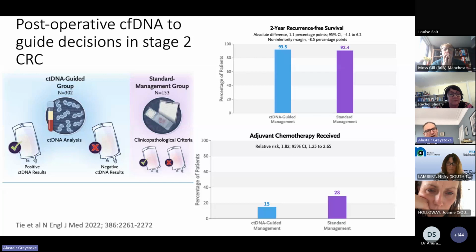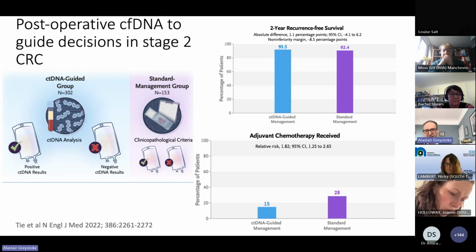But it was in stage 2 colorectal cancer patients where you can be offered chemotherapy, but it's not always clear which patients should. So it hasn't spread to the nodes. Some patients have higher risk features and some don't. So what they did was they took patients, and in a third of them, they just offered standard management. The clinician and the patient could choose to go forward with the chemotherapy or not. And in the other two thirds, they did circulating free DNA analysis, and if they were positive, they recommended chemotherapy, and if they were negative, they didn't.